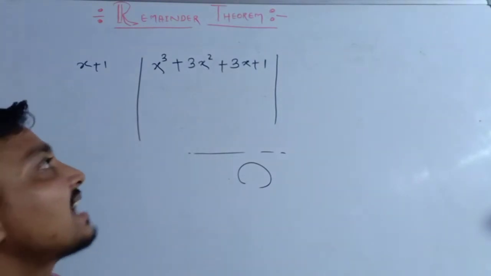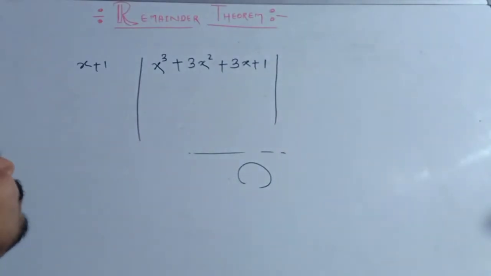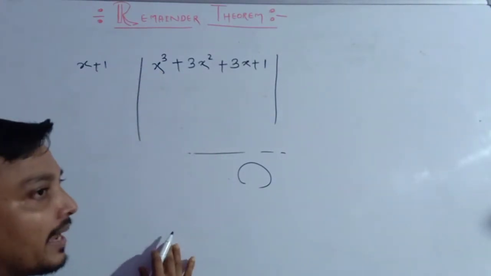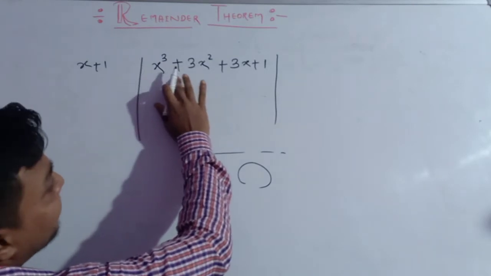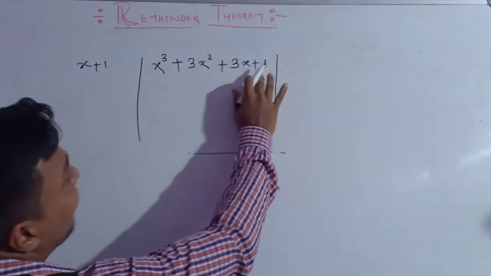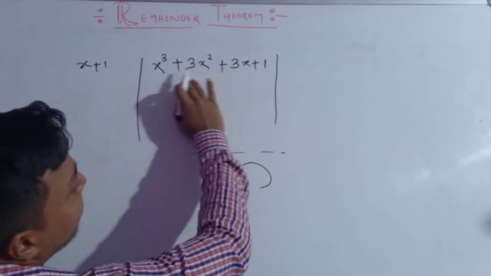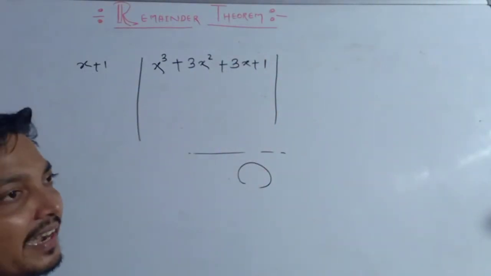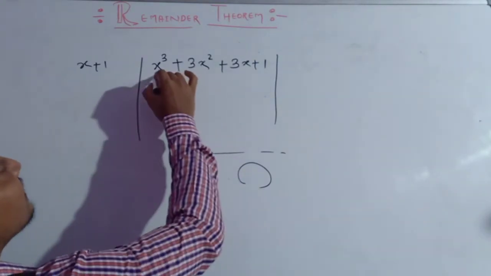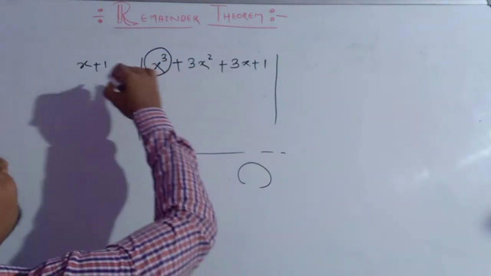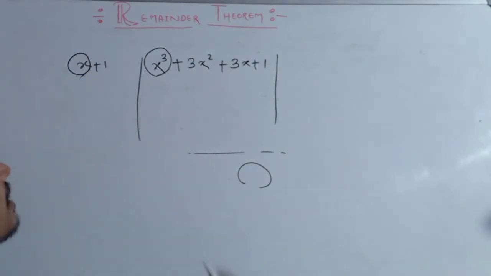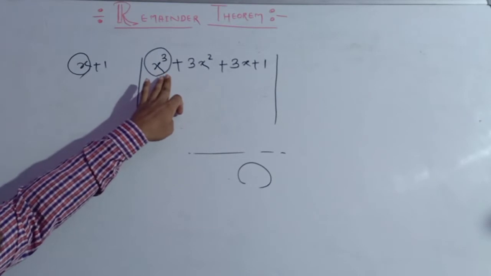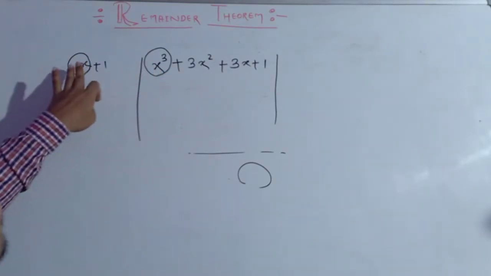In the last class on division, it was said that whenever you get a polynomial to be divided by another polynomial, you always have to arrange it in descending order of its power. 3, 2, 1, it is already arranged in standard form, and this one is also arranged in standard form. So our formula was, the first term of the dividend you must divide by the first term of the divisor.